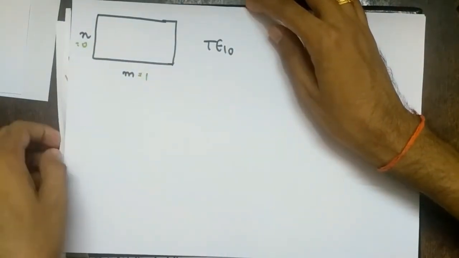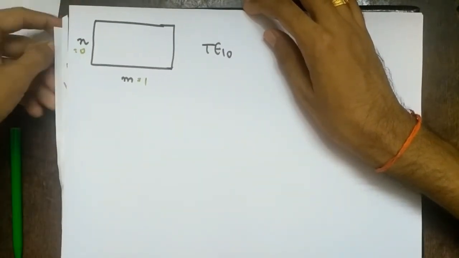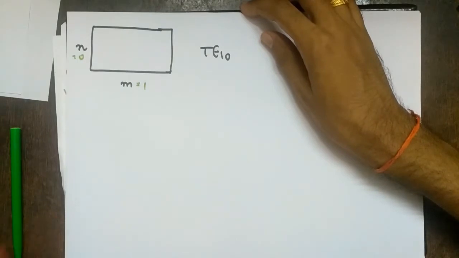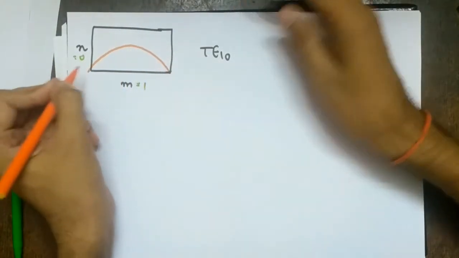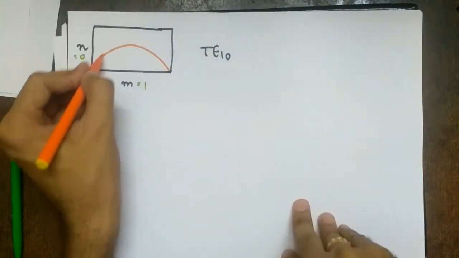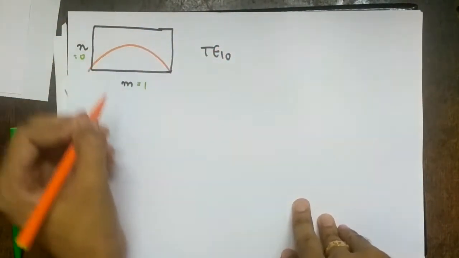So what is happening? How many half cycle variations are there in M, or in X? They are 1, right? So I can draw a line like this. This is one half cycle variation. Actually it should go till here, right? And what are the half cycle variations in N? 0. So I will not draw anything.